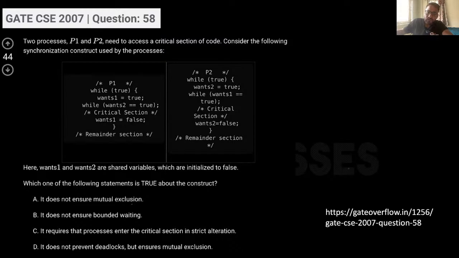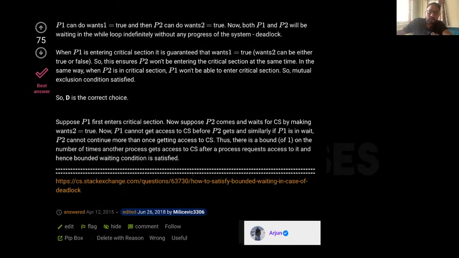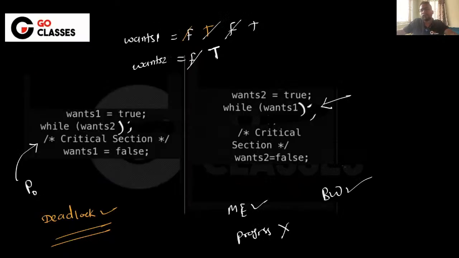It does not ensure mutual exclusion, no, it ensures. It does not ensure bounded waiting, no, it ensures. It requires that processes enter the critical section in strict alternation, which means one after another. Let's check this. It does not prevent a deadlock, but ensures the mutual exclusion. Yes, that seems true, right? It does not prevent deadlock, but ensures the mutual exclusion. Let's just check if C is true or false. We have not checked for the strict alternation, right? So D is the correct choice, but let's just check if C is true or not. Let me know if everyone is with me till this point.